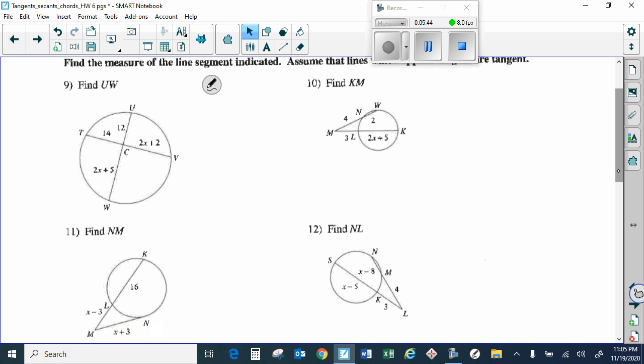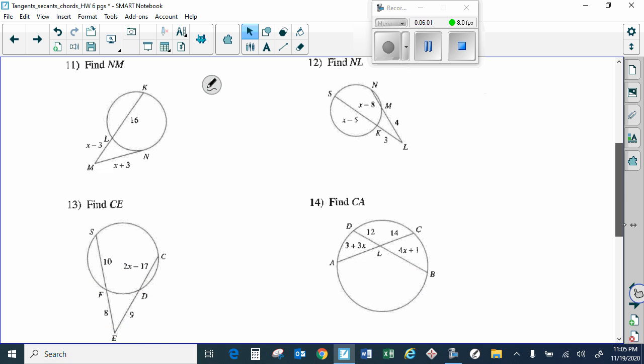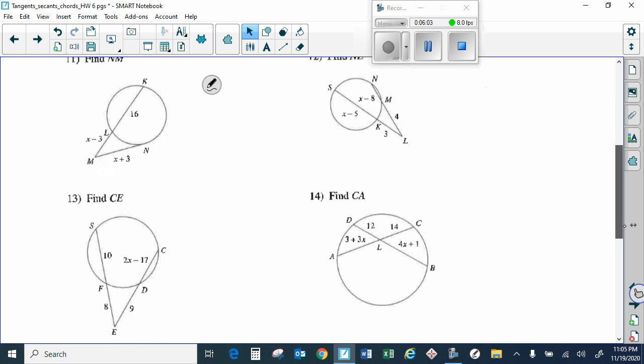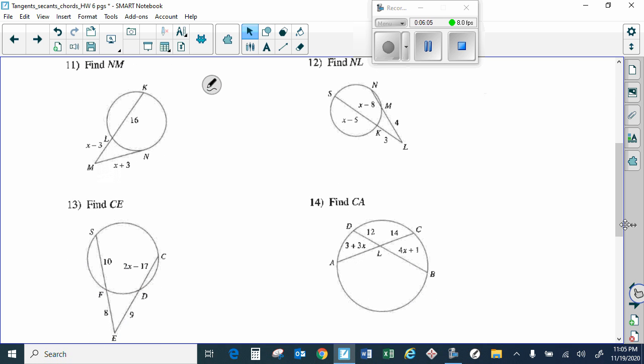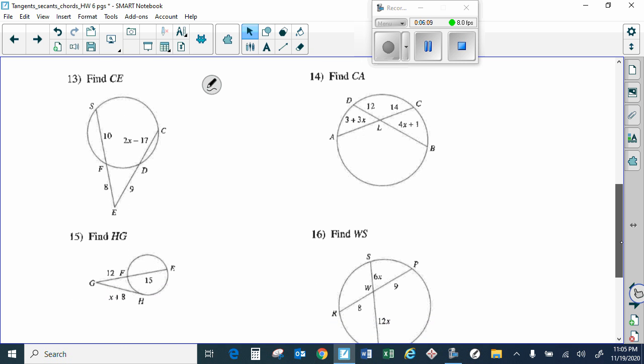Again, more of the same, except with algebraic expressions now. Multiply the two pieces together equals the other two pieces of the chord together. Here again, same idea. We have two secants, so the outer times the whole segment equals the outer times its whole segment. Make sure you add the segments together when you put the whole segment together.